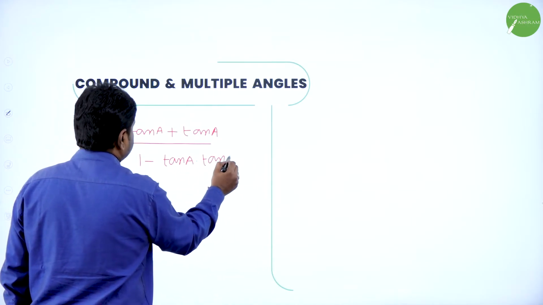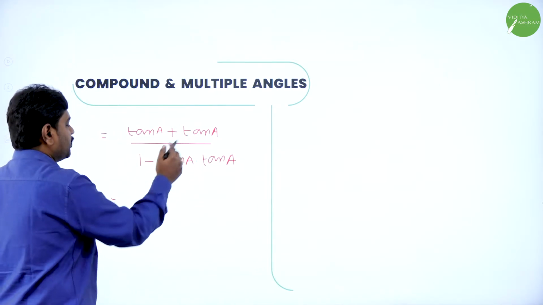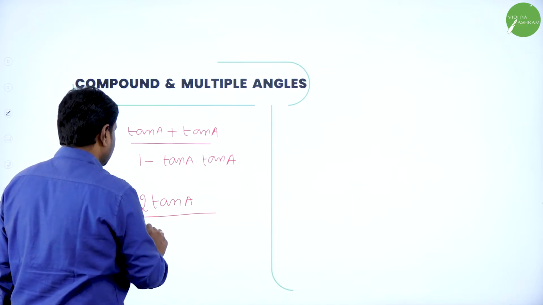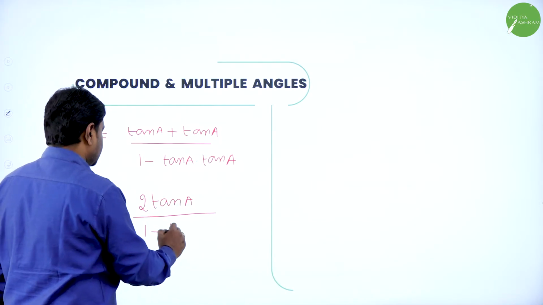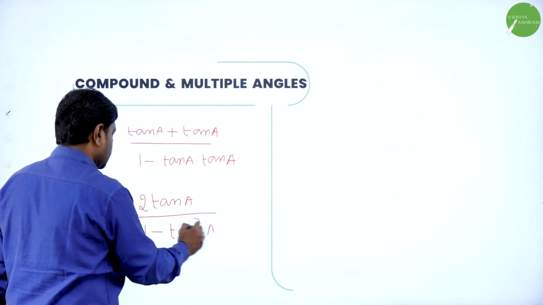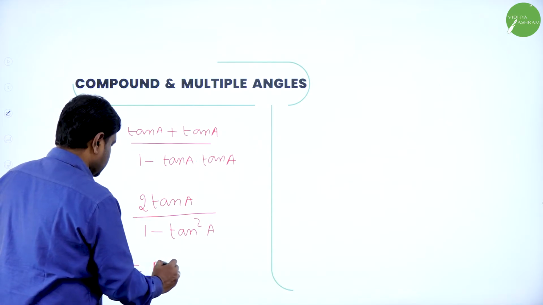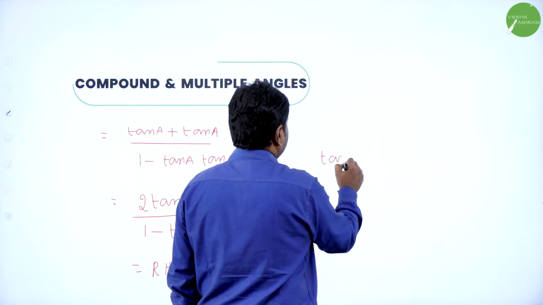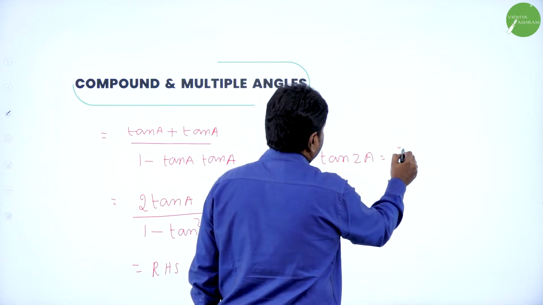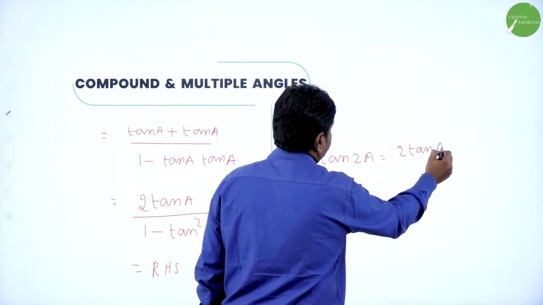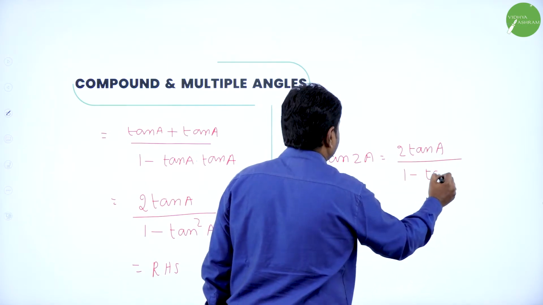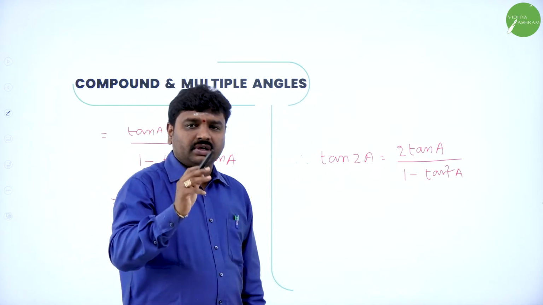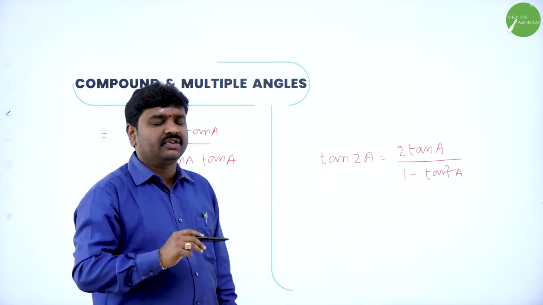So now what is tan A plus tan A? These two are like terms. Tan A plus tan A is 2 tan A, divided by 1 minus tan A into tan A, which is tan square A. This is your RHS. Hence the proof. Therefore, we got the multiple angle formula for tan 2A. What is tan 2A? I gave it in the list also. Tan 2A is 2 tan A divided by 1 minus tan square A. We converted 2A as compound angle A plus A and used tan of A plus B to get the answer.